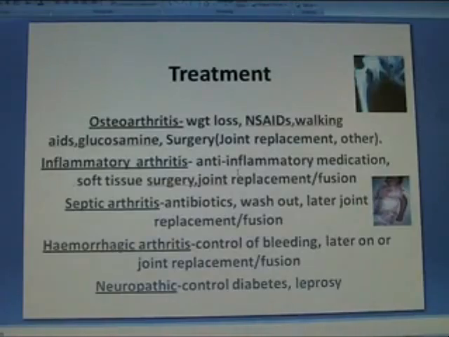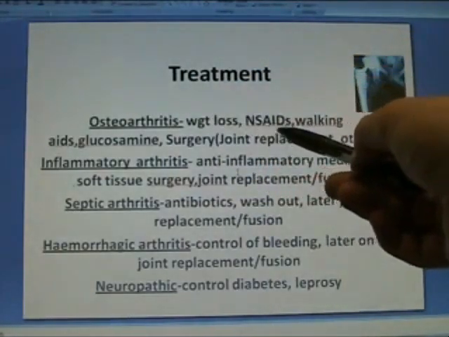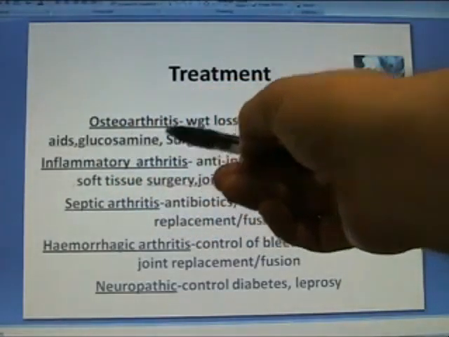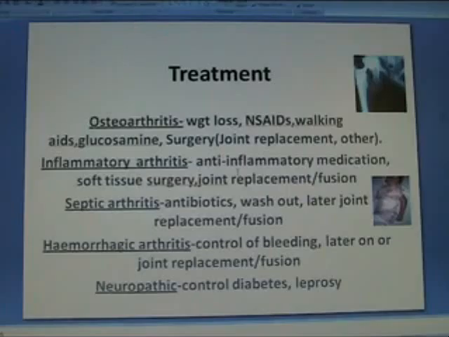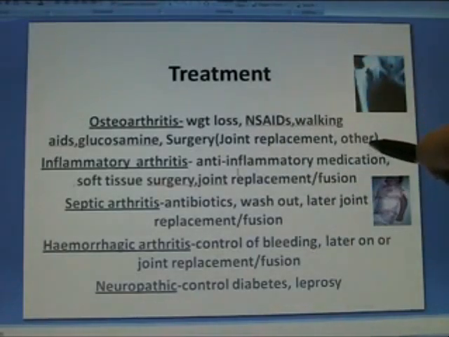So the treatment is based on the cause. Osteoarthritis: weight loss, anti-inflammatories, walking aids, glucosamine may help in early stages, Synvisc may help. In the later stage, you have to call in the orthopedic surgeon. They have all the fun then. They do a joint replacement, maybe an arthrodesis in a younger patient, or osteotomy, which is cutting the bone, reshaping it to displace the loads. But they're not so successful.